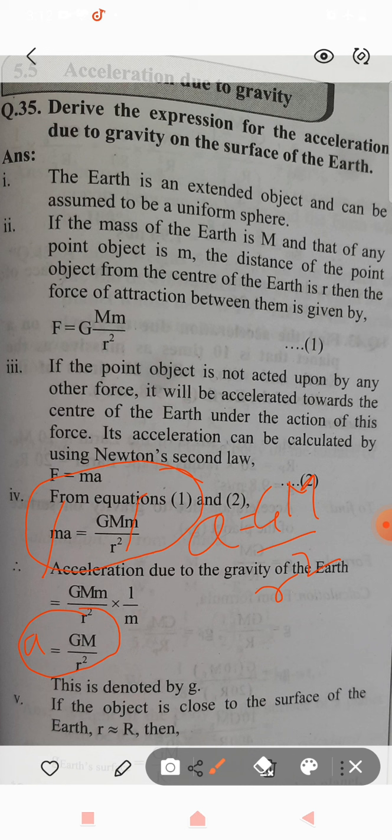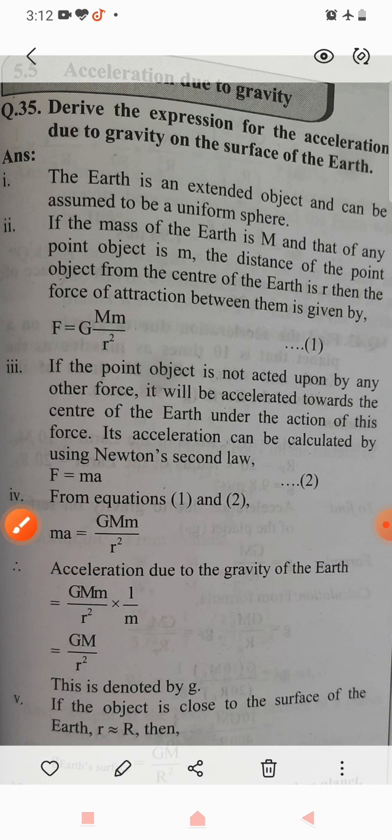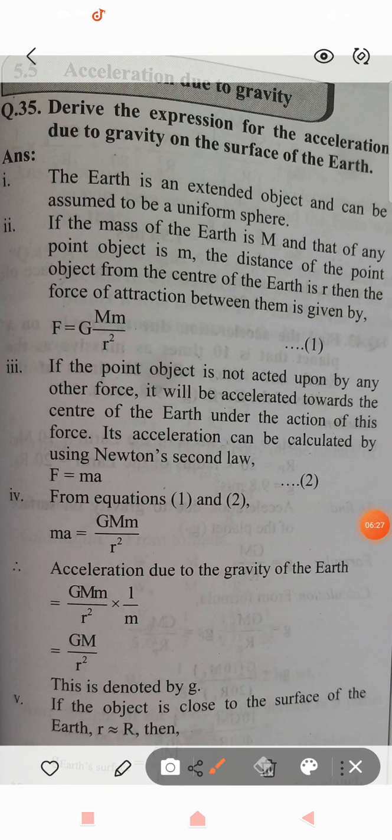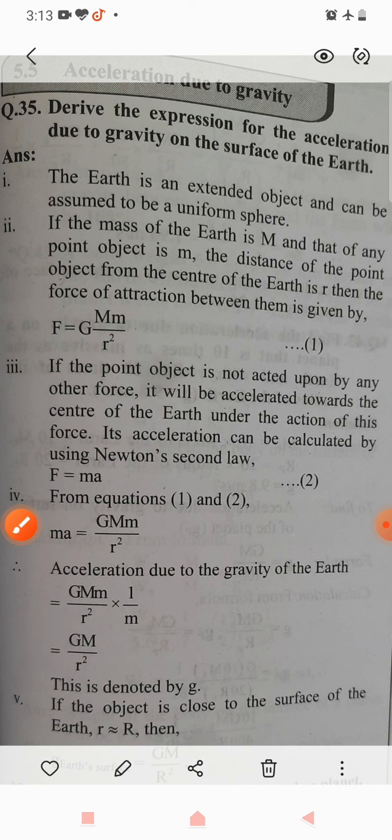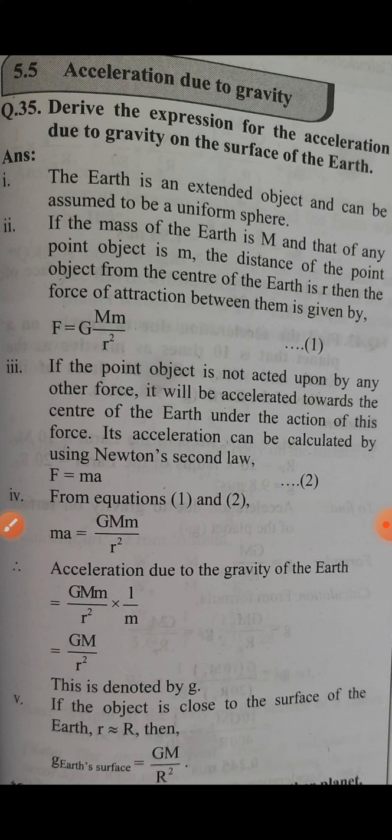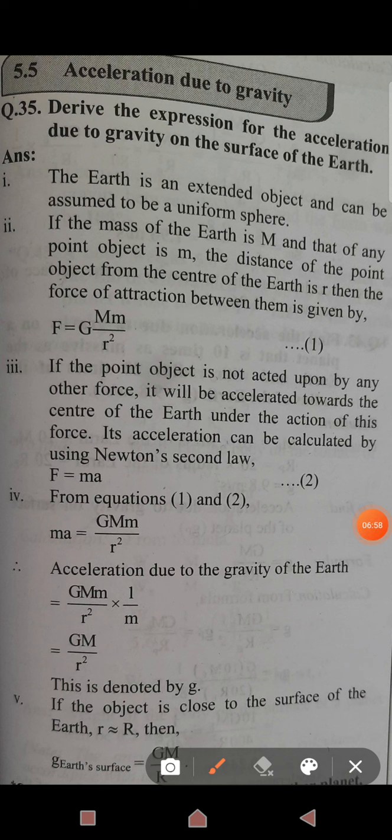Now this small a will be replaced with the small g. So we get g is equal to GM upon r square. This is the relation between the small g and the capital G. So friends, here we can say that the g on the earth's surface is equal to GM upon small r square. Now, if the object is close to the earth's surface, then the small r will be replaced with the capital R. So on the earth's surface, we get g is equal to GM upon capital R square.